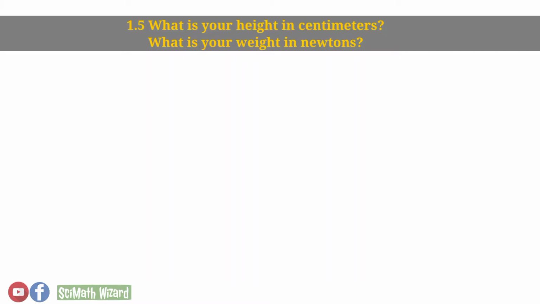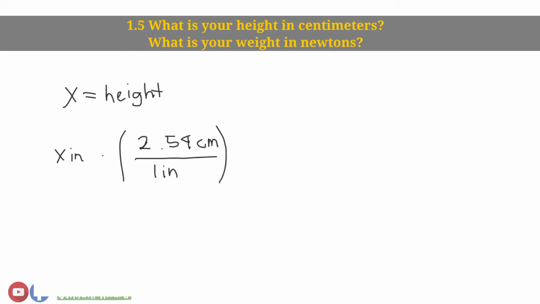Question 1.5. What is your height in centimeters? What is your weight in newtons? Here is the process we will use to convert imperial units to metric. Let x equal your height. So we have x inches times 2.54 centimeters over 1 inch, and cancel out the inches and it will be equal to 2.54x centimeters. So this will be your height in centimeters.